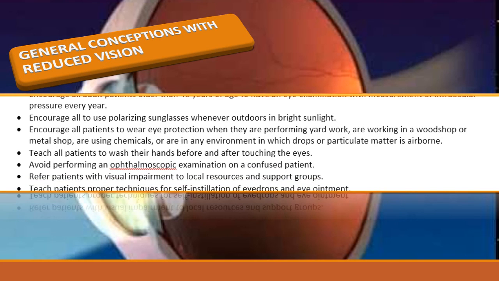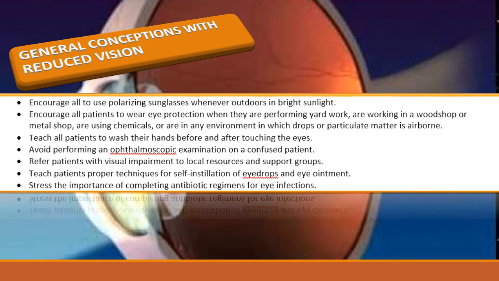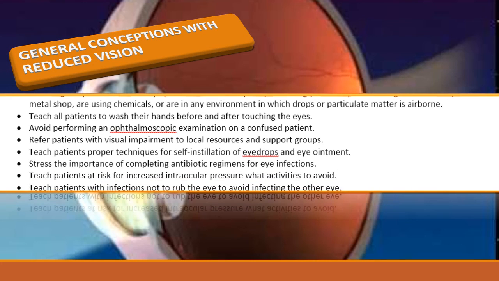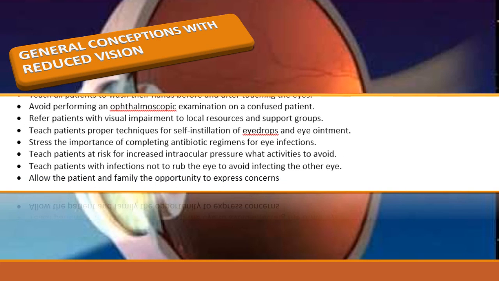You want to encourage all patients to use polarizing sunglasses whenever they're outdoors in the bright sunlight. You want to encourage all patients to wear eye protection if they're performing work that's going to put them in danger. You want to teach all patients to wash their hands before and after touching parts of their eyes. Avoid using an ophthalmoscope on a patient that's confused. You want to refer patients with visual impairment to local resources and support groups.